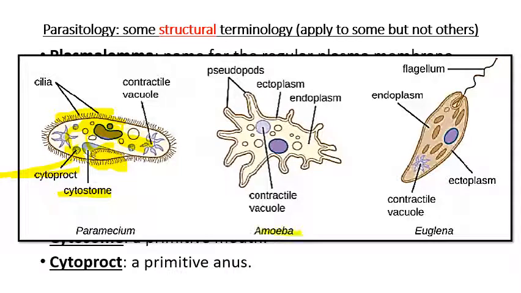Okay, here we have an amoeba, right? Amoeba is another one of the supergroups. And it has an ectoplasm and an endoplasm, and these are pseudopods, these things that are sticking out. Pseudo means fake or sort of, and then pods refers to feet or arms, right? So pseudopods, it's like it's sticking out fake legs to grab things.